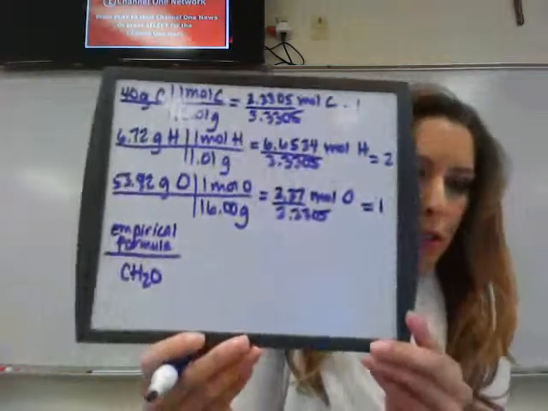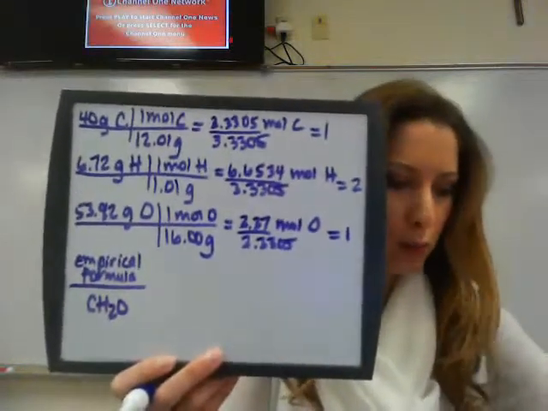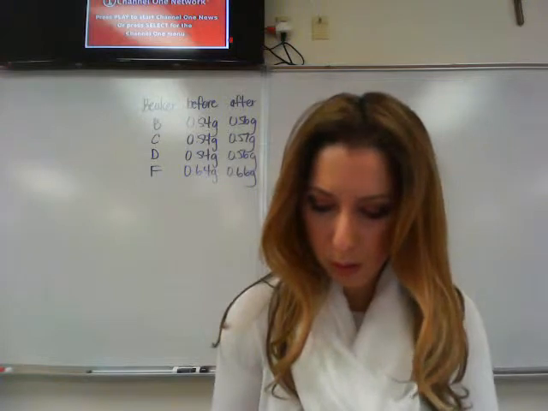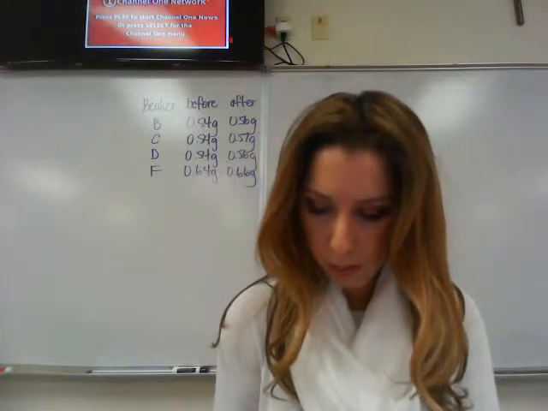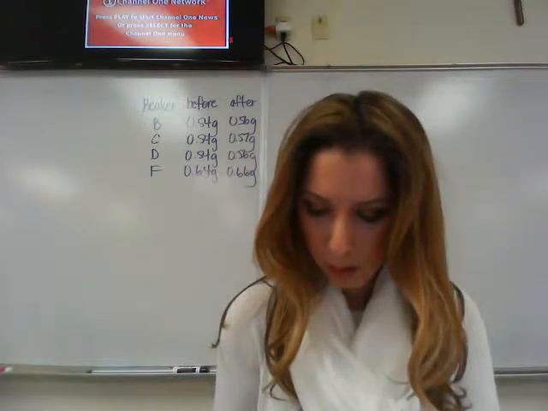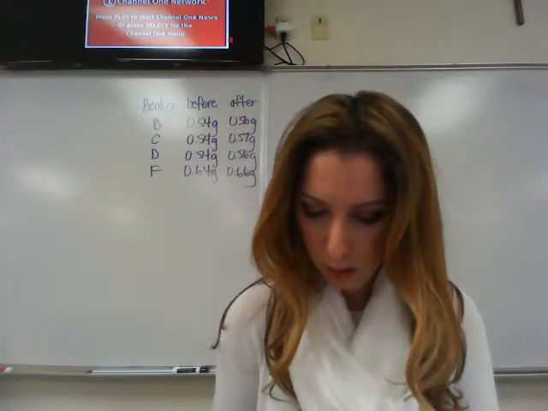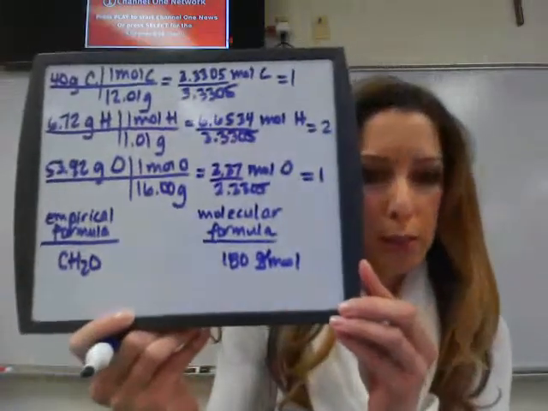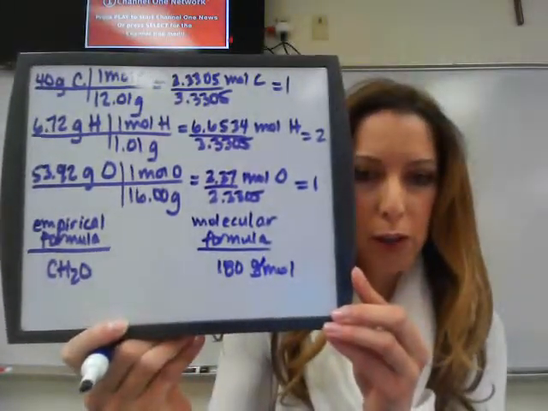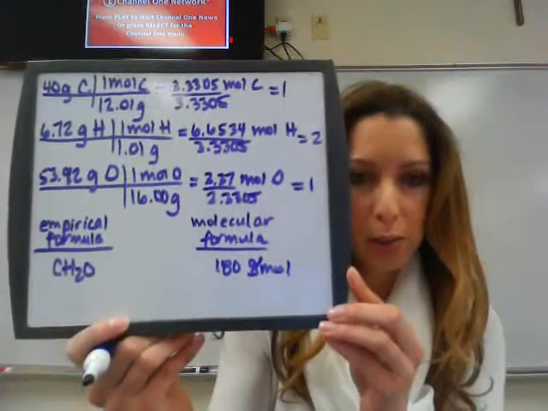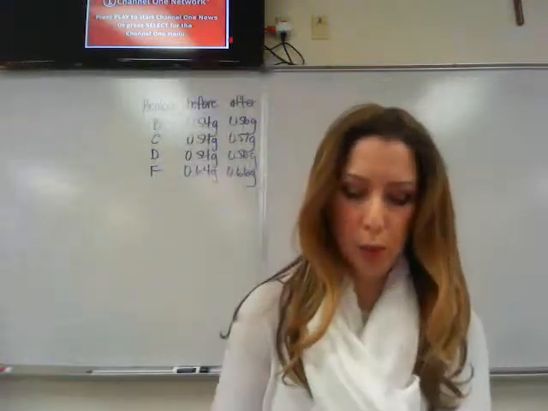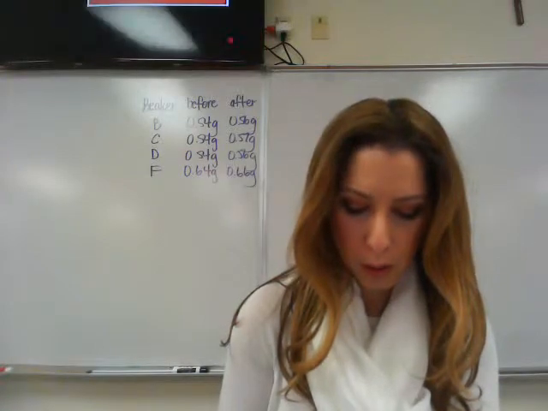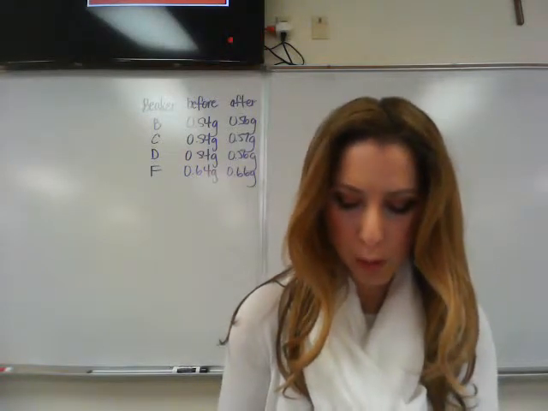Okay. They asked us to calculate the molecular formula. The molecular formula has a mass of 180 grams per mole. Okay, so we need to get the molar mass of the empirical formula so we can figure out what we need to multiply it by to get the molecular formula. Well, we calculated the molar mass of the empirical formula in a previous problem. It came out to be 30.03 grams per mole.